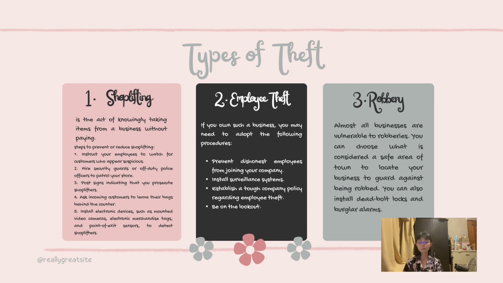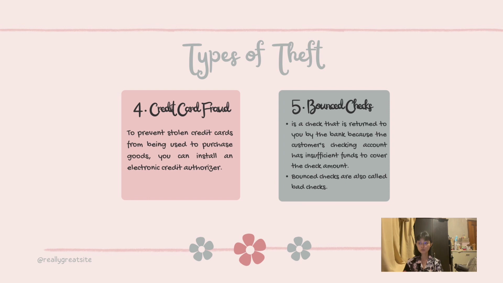So the fourth type of theft is the credit card fraud. To prevent stolen credit cards from being used to purchase goods, you can install an electronic credit authorizer. Then the last type of theft is the bounce checks. It's a check that is returned to you by the bank because the customer's checking account has insufficient funds to cover the check amount. Then the bounce checks are also called the bad checks.